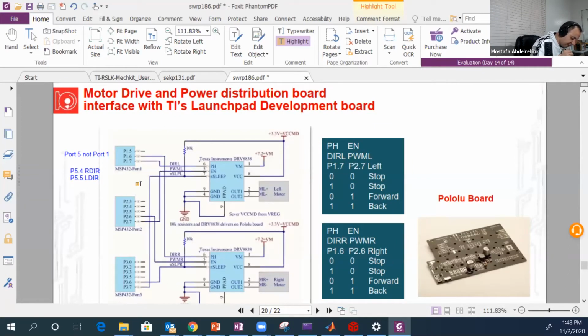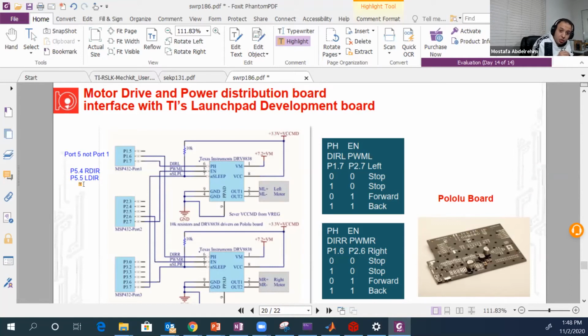So first of all, let's forget about these, these are the direction pins. Here, for the kits that was before, it was port 1. No, now it's port 5. So pin 5.4 in the microcontroller and pin 5.5 both will control the direction of the motor, either forward or backward. Pin 5.4 will control the right motor direction.